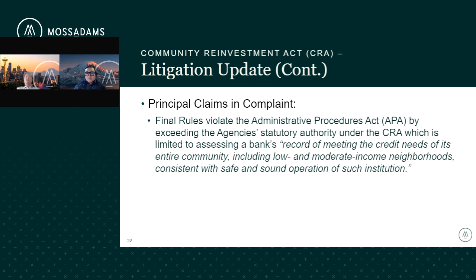The principal claims in the complaint, which resulted in the injunction being granted, was that the final rule violated the Administrative Procedure Act, or APA, by exceeding the agency's statutory authority under the originally published Community Reinvestment Act passed by Congress, which limited the assessing of a bank's record of meeting the credit needs of its entire community, including the low and moderate income or LMI neighborhoods consistent with safe and sound operation of that particular institution.